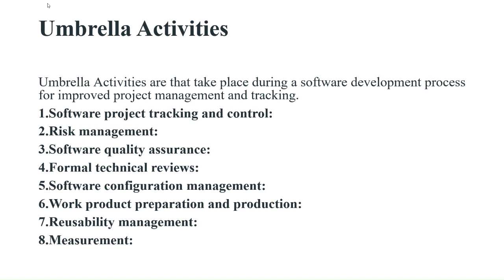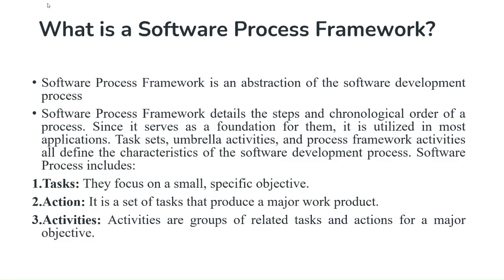These are the 8 umbrella activities we use for the software development process. Today in this video we discussed software process frameworks. Software process framework is an abstraction of software development. In that we have tasks, actions and activities. Task means a small work, action means a set of tasks. Activities means a group or combination of tasks and actions.